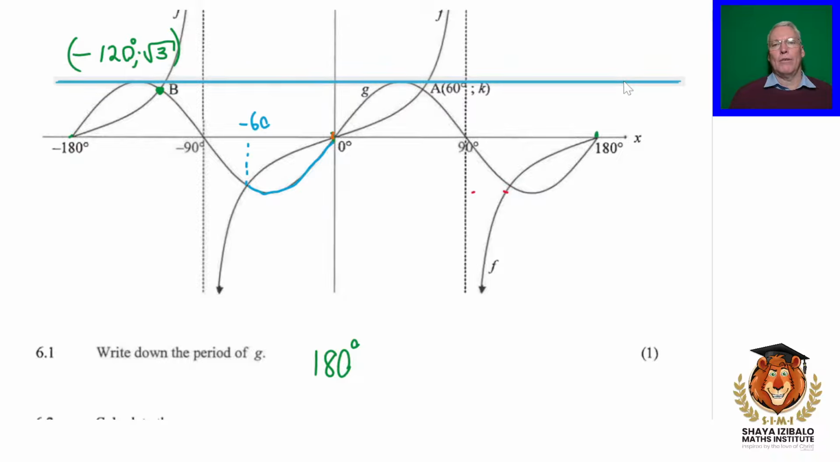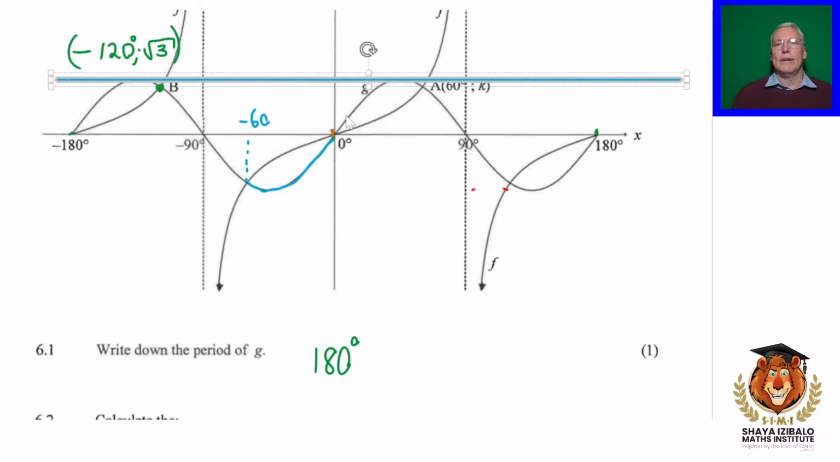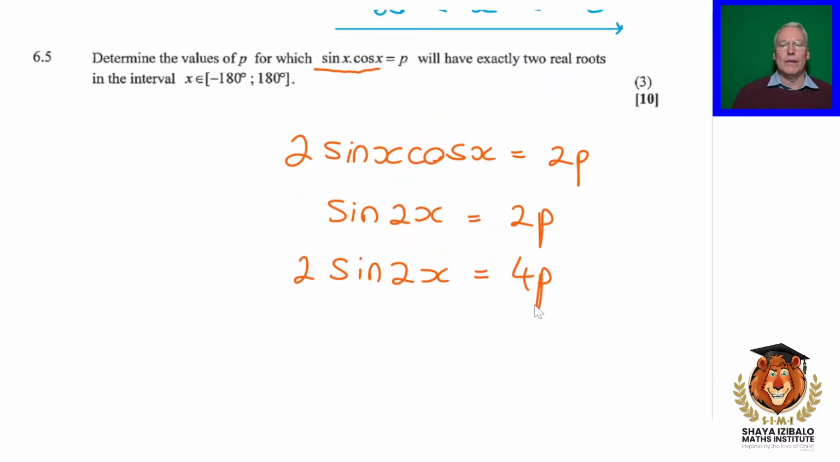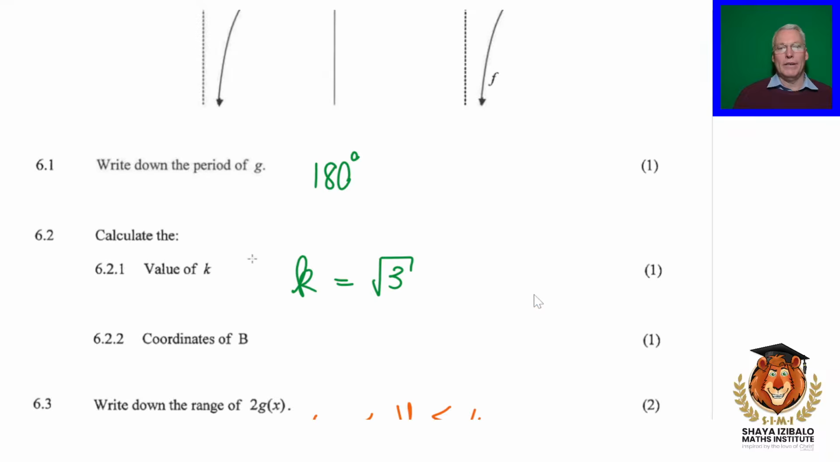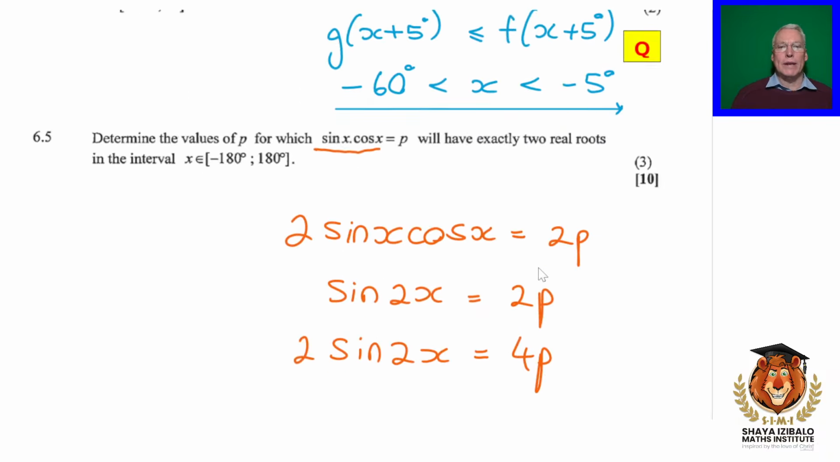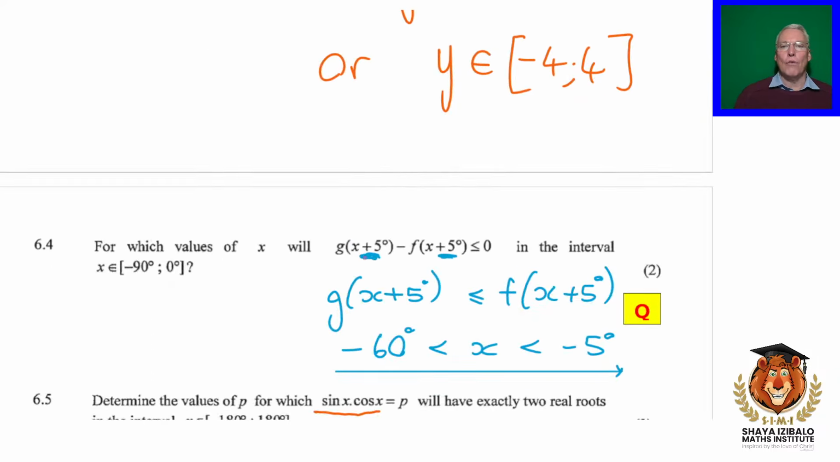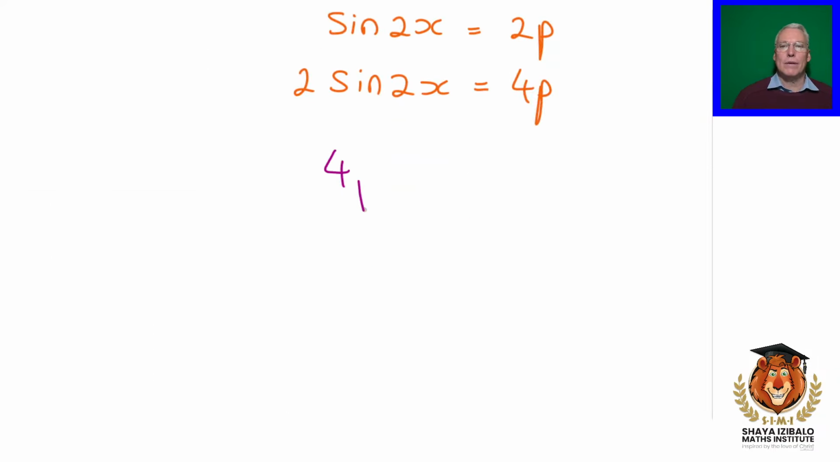Something's gone wrong here because, in fact, this is 4p. So I would need 4p to be plus 2 or minus 2. So 4p is plus or minus 2. So in fact, p is plus or minus a half.